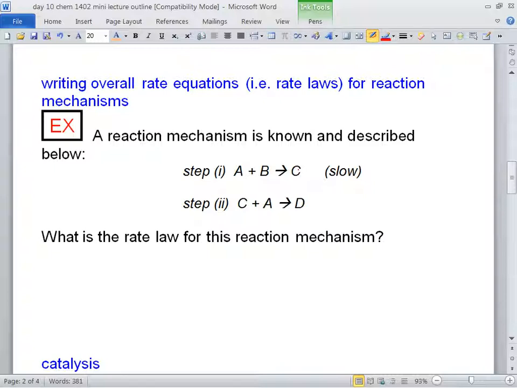So the rate law for this entire mechanism, we could have a bunch of steps in there, but you pick out the slowest one and write its rate law. So the rate law for this would be what equals what for this mechanism? Rate equals k[A]. Yeah. And you're done.